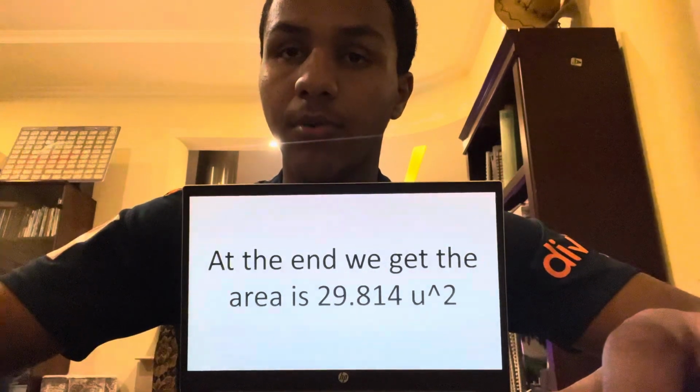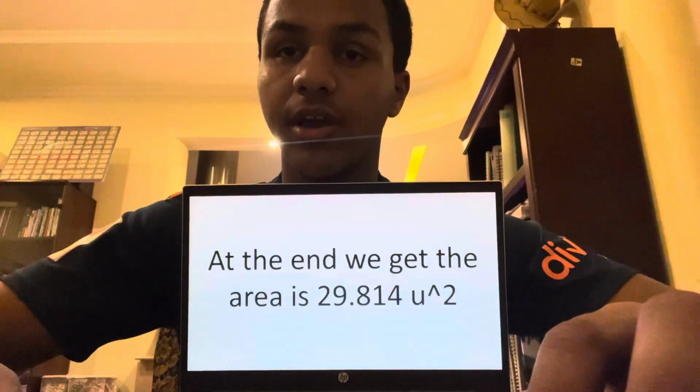That'll be it for the area between curves and finding the shaded area in this integral lesson.